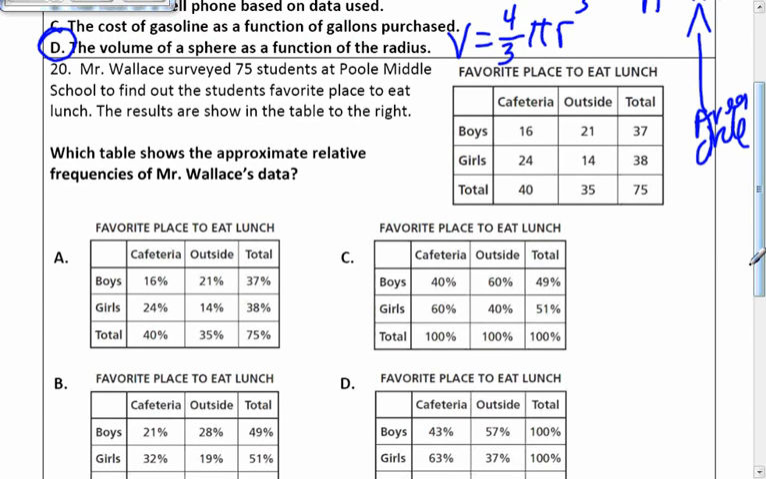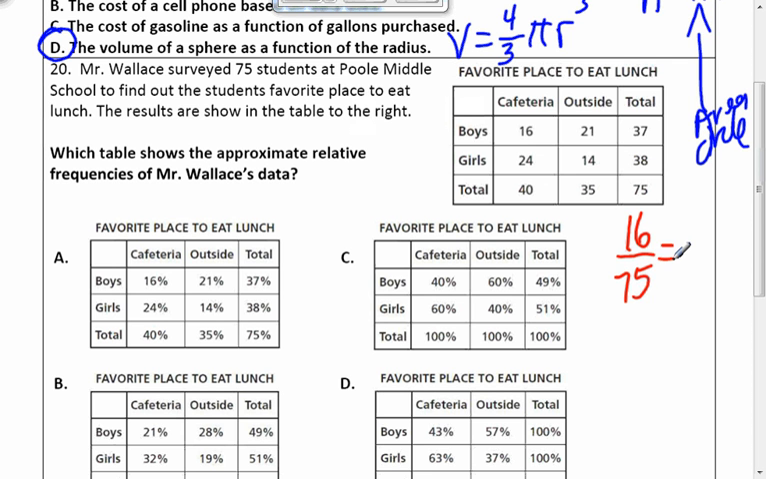All right, number 20. Mr. Wallace surveyed 75 students at Poole Middle School to find out the students' favorite place to eat lunch. The results are shown. So the two categories are gender and where they like to eat lunch. So we have boys, girls, cafeteria, outside. And they want to know which table shows the approximate relative frequencies of Mr. Wallace's data. So to find the relative frequency, you take one of the numbers and you put it over the total. So you just pick a number and test it. So for example, boys who like to eat in the cafeteria. There are 16 of them.